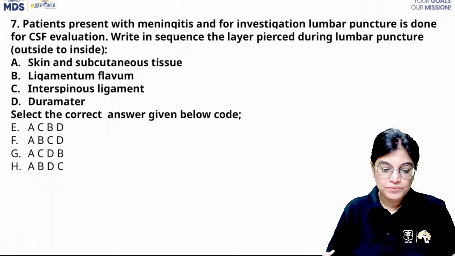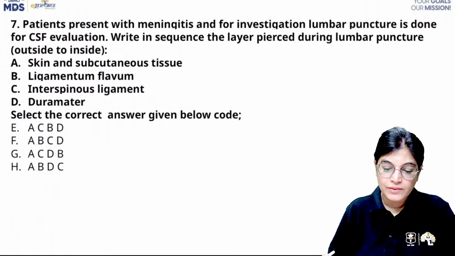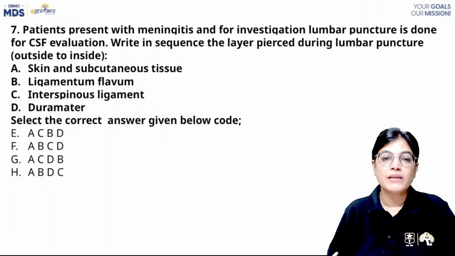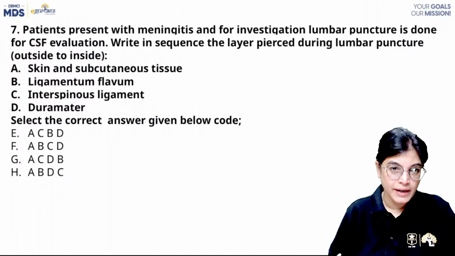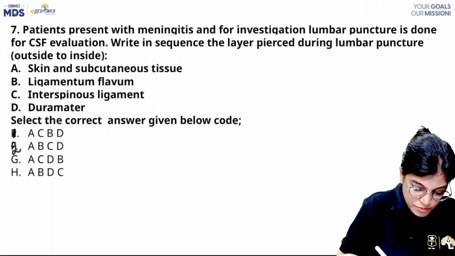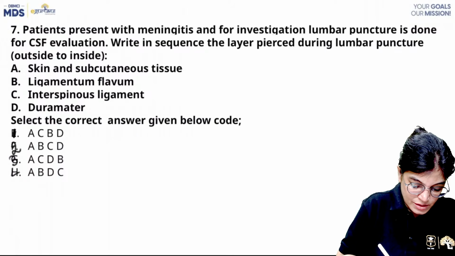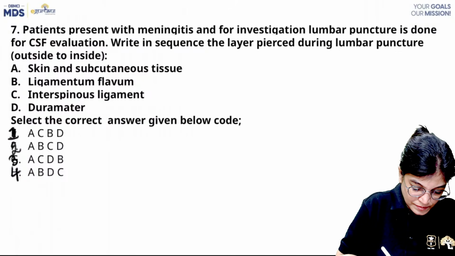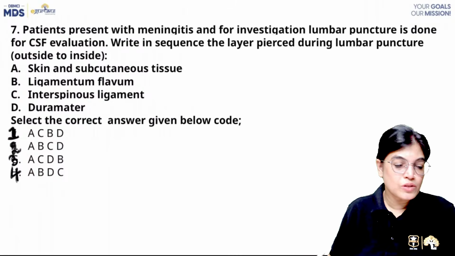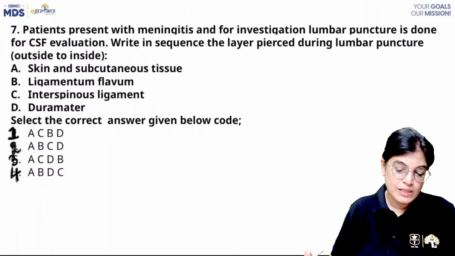Question number 7. Patient presents with meningitis and investigation is done with lumbar puncture for CSF evaluation. Write down the sequence of structures being pierced by the lumbar puncture as you move from outside to inside. Okay, so this is option 1, this is option 2, the third option, and the fourth option. So you have to tell me which is the correct answer.